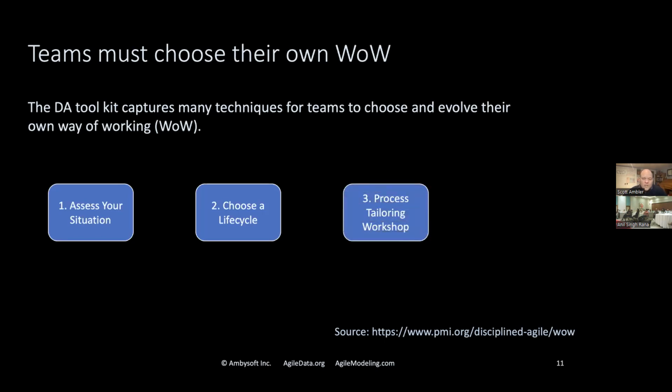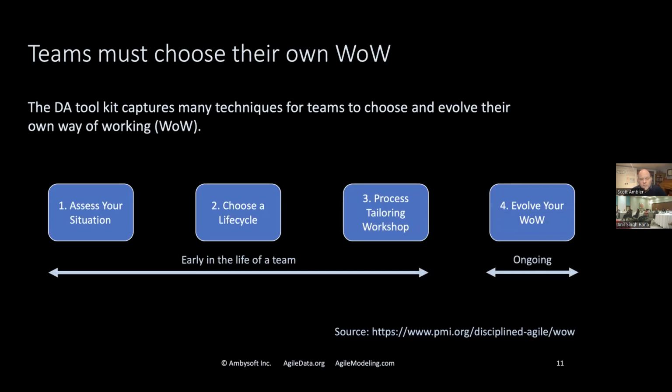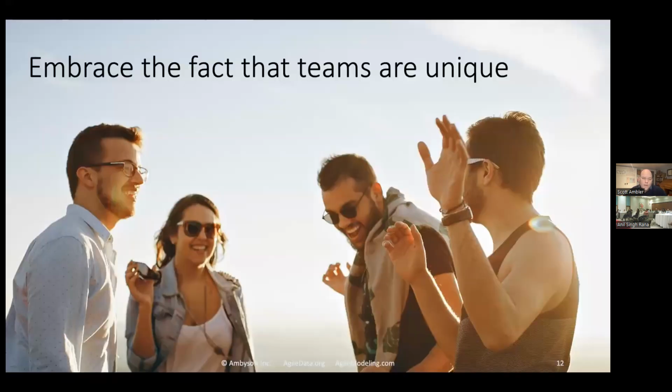And then you need to tailor your process. You need to choose the right practices for you in the situation that you face. And then finally, over time, you're going to evolve your way of working because your situation changes. You learn, you get better. So why wouldn't you want to improve your process? So the first 3 steps you do early in the life cycle, at the beginning during initiation, and then evolving your way of working is something you do on an ongoing, continuous basis.